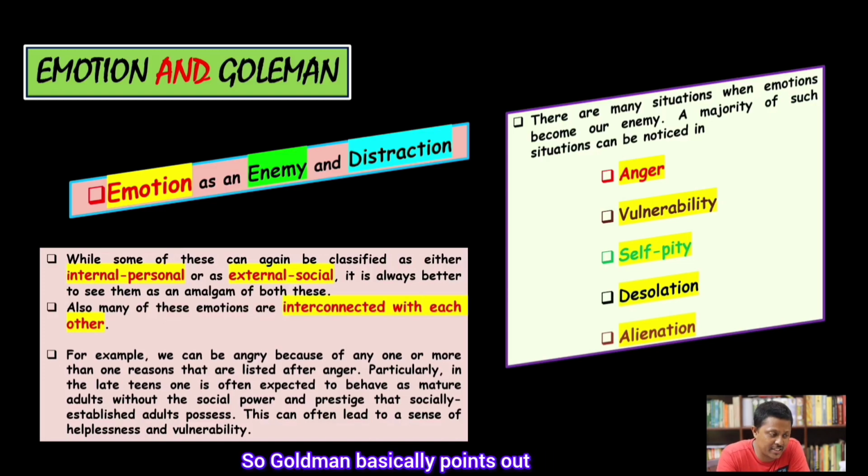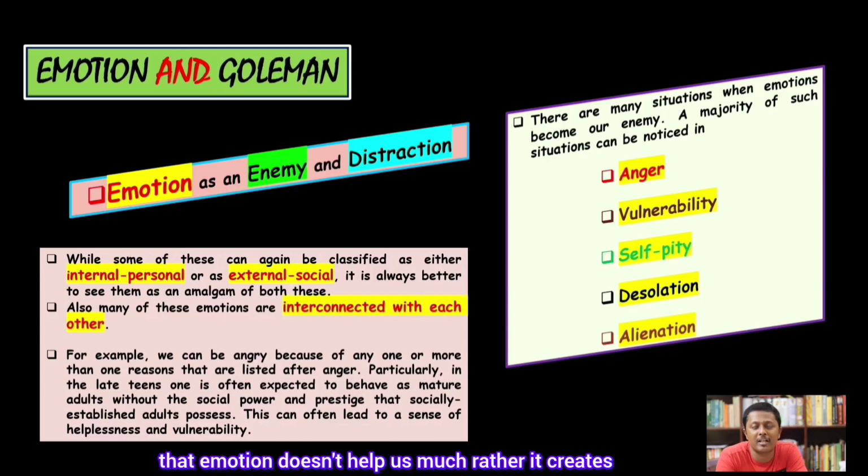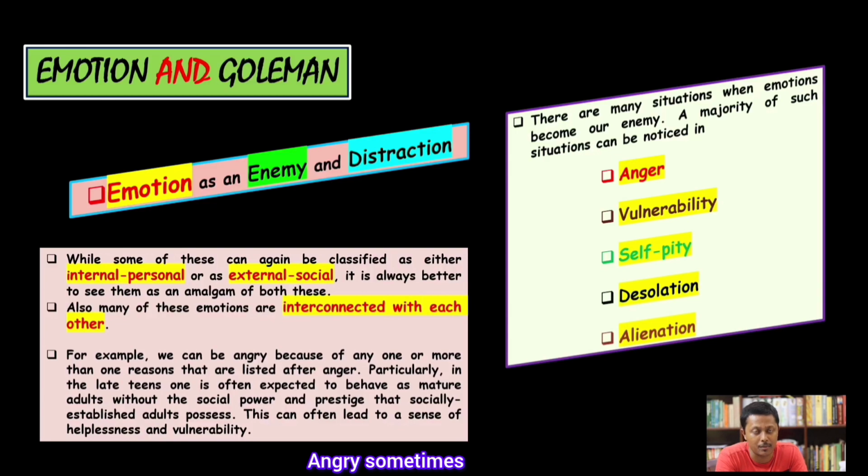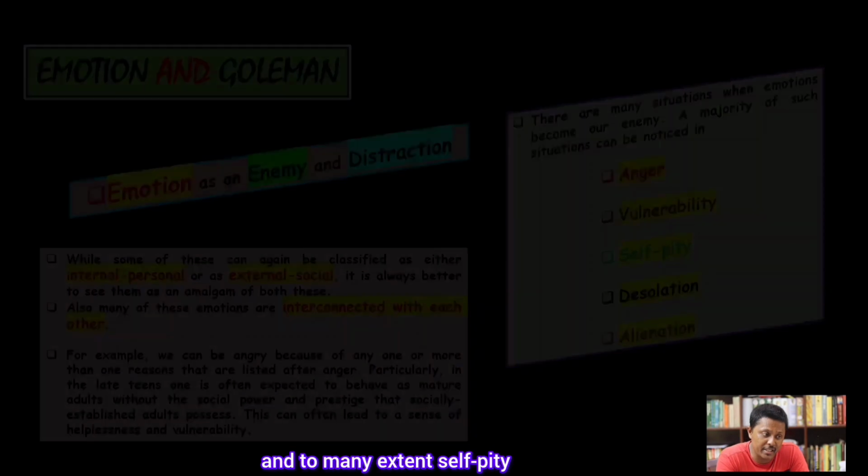So Goldman basically points out that emotion doesn't help us much. Rather, it creates disturbance, it creates desolation and vulnerability in us, anger sometimes, and to many extents, self pity.